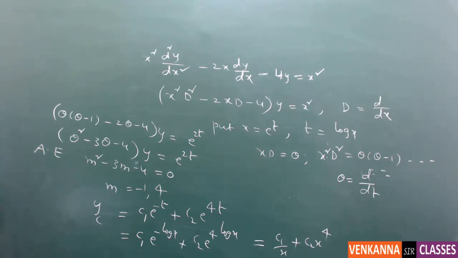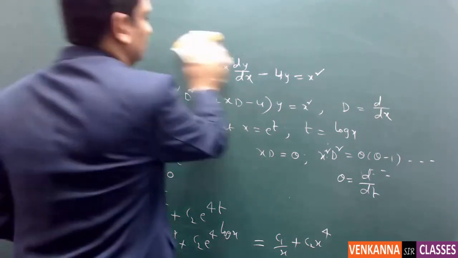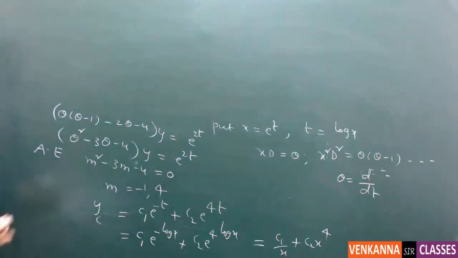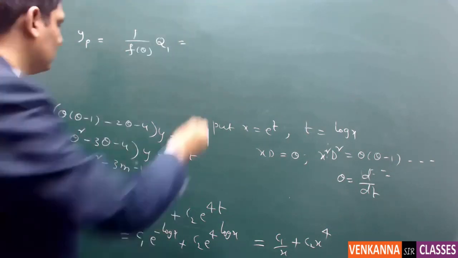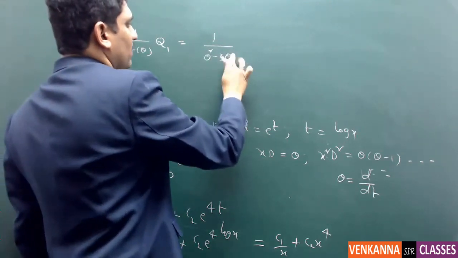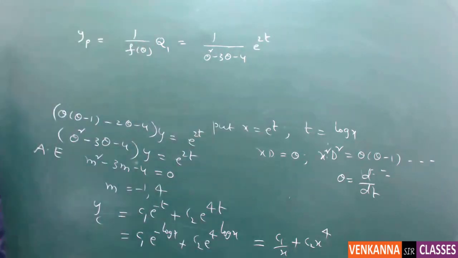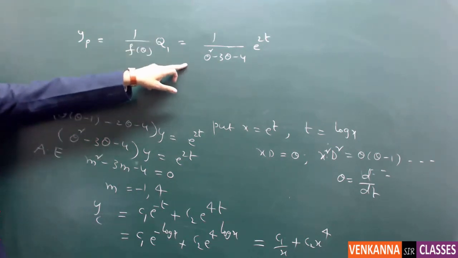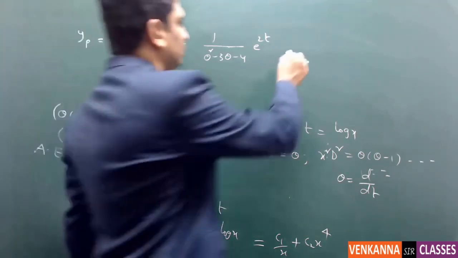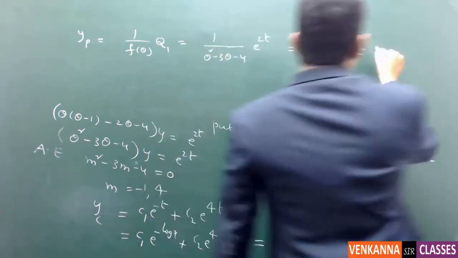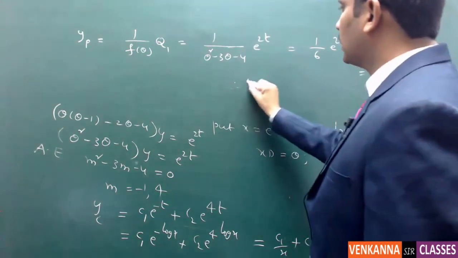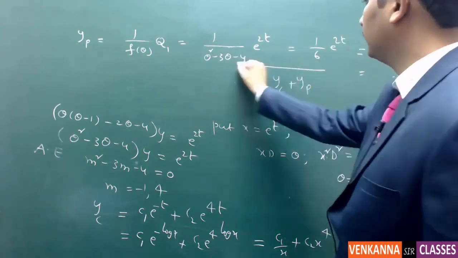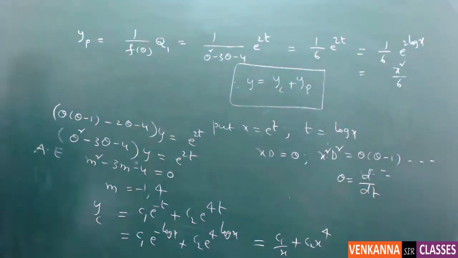So we are going to find the particular solution yp. For yp, 1 by f of theta into q, or q1 you can call. So 1 by theta square minus 3 theta minus 4 of e power 2t. So we follow the regular procedure. Whenever e power ax is there, the power a should be substituted in place of the differential. So if you substitute, the value is minus 1 by 6. This will be minus 1 by 6 into e power 2 log x, so minus x square by 6. Therefore, the general solution is given by y is equal to yc plus yp. Please check that.